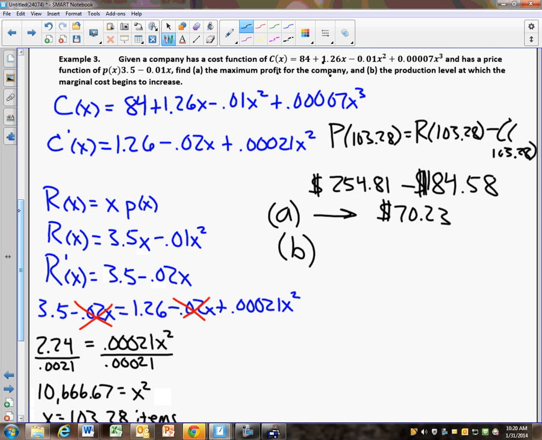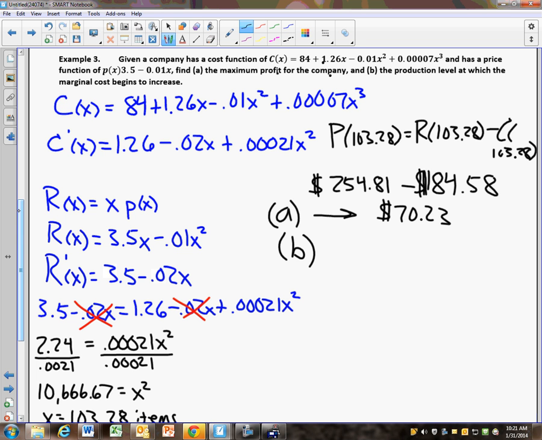Look at B. B says the production level at which the marginal cost begins to increase. Do you know what that's asking? Brooks got it. She's right. The inflection point.